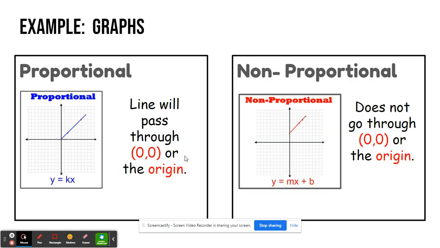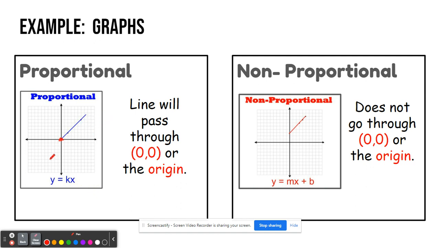The next example we're going to use is graphs. Graphs are pretty easy to see, because what we're looking for with a proportional graph is that our line is going to pass through the origin. The origin is at 0, 0. It is right here. I always think of it as passing through the corner. So it's going to be a straight line that passes through the corner, or the origin, or 0, 0.